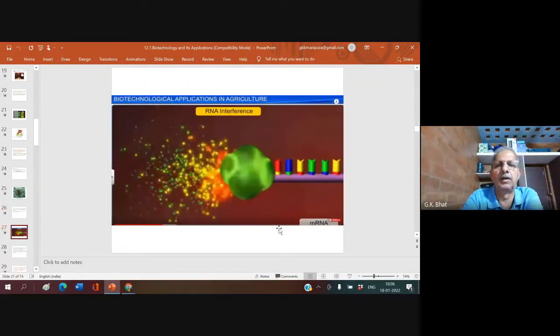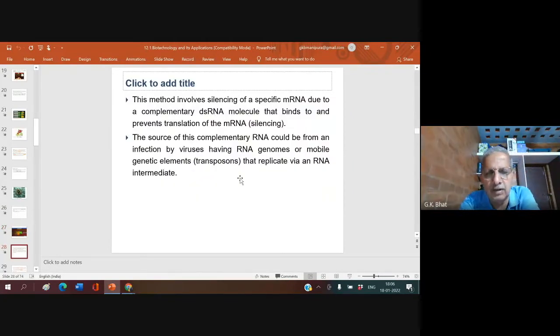So now let us see what is happening. This is RNA, and here you have RNA interference. This is a part of the DNA, and it stops RNA from getting transcribed. So that is known as RNA interference. This method involves silencing of a specific mRNA. Now, DNA might have produced an mRNA, and the production of mRNA from DNA is known as transcription. This mRNA ultimately goes to the cell cytoplasm and tries to direct the production of a protein.